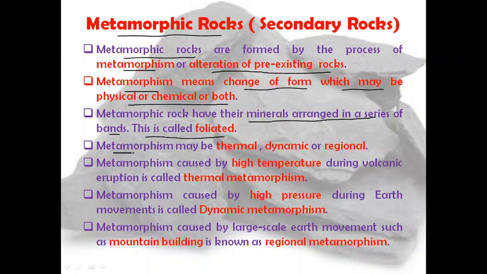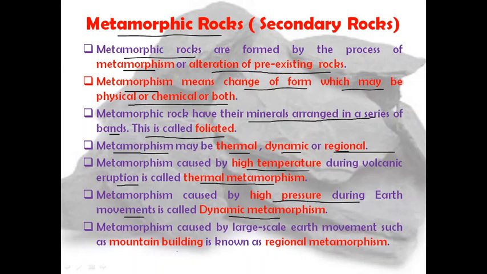Now, there are three processes of metamorphism that are identified regarding the formation of metamorphic rock. First process of metamorphism is called thermal metamorphism. Metamorphism caused by a high temperature during volcanic eruption is called thermal metamorphism. Second one is dynamic metamorphism, which is caused by high pressure during earth movement.